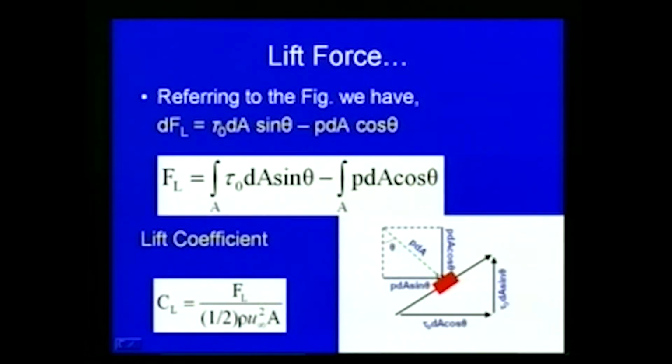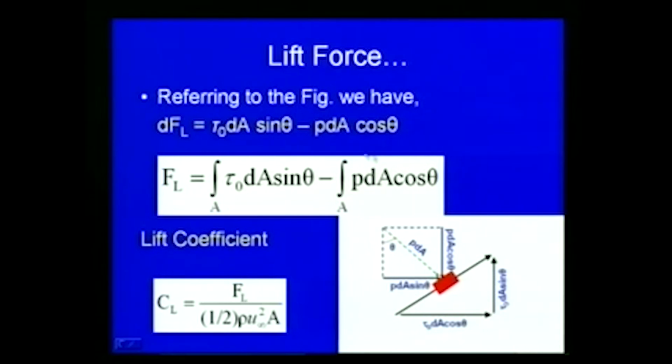As we discussed earlier also, the lift force we can calculate with respect to the shear stress and the pressure force. If we consider an elemental area like this, and the pressure acting is P dA on this elemental area, it has two components: P dA sin theta in the horizontal direction and P dA cos theta in the vertical direction. For shear stress, we have tau 0 dA cos theta in the horizontal direction and tau 0 dA sin theta in the vertical direction. So for this elemental area, the lift will be dFL equals tau 0 dA sin theta minus P dA cos theta, where theta is this angle here.